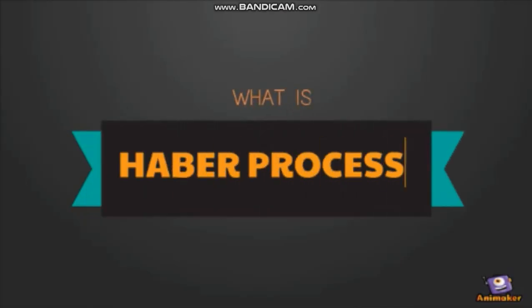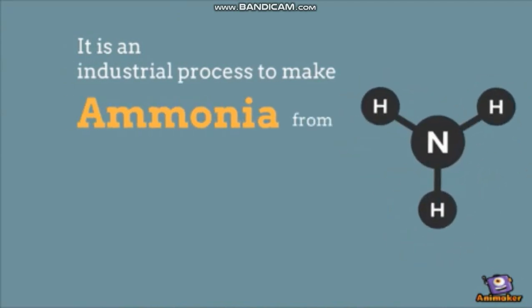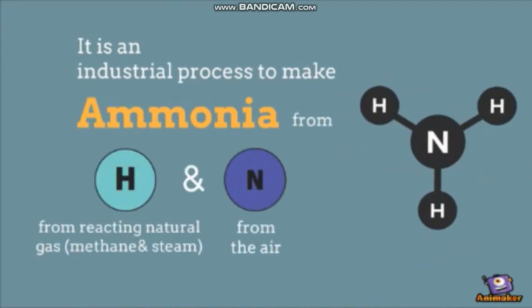What is Haber process? It is an industrial process to make ammonia from hydrogen and nitrogen. Hydrogen is from reacting natural gas such as methane and steam, and nitrogen is from the air.